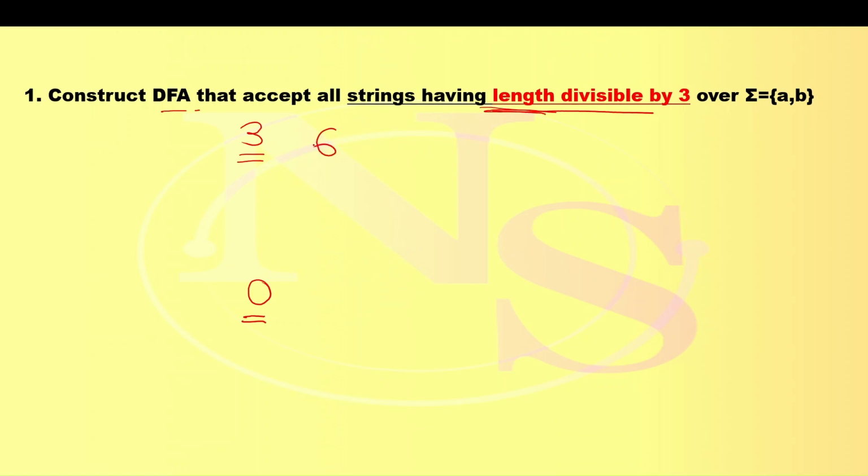Next number will be 6. Next will be 9, because when these numbers are divided by 3, we are getting remainder 0. Also we have 0. If 0 is divided by 3, then we are getting remainder 0 only. Hence 0 is also a number which is divisible by 3. This is part of mathematics and you might be aware of this.